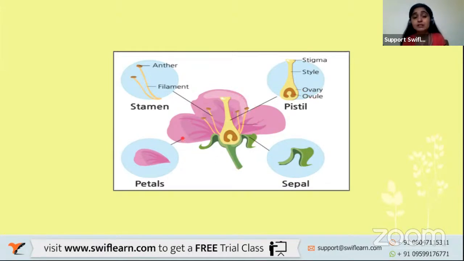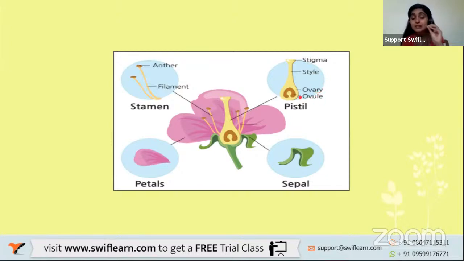So if we talk about this thin part, it is known as a stamen. And the stamen has two parts, the anther and the filament. Moving ahead, we have this one right there at the center, the bigger part. This is the pistil, and it has four very important parts: stigma, style, ovary, and then inside the ovary, the ovule.